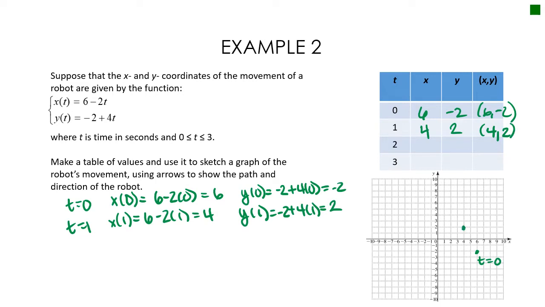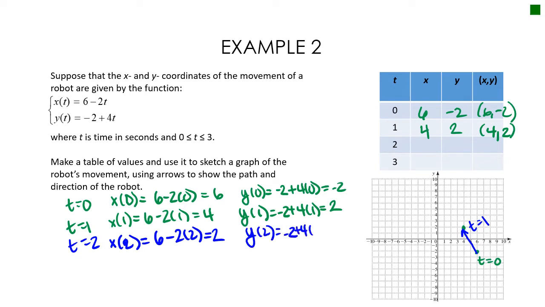What we're going to do is draw an arrow showing it went from t equals 0 to t equals 1. Now we'll do the next one, t equals 2. x of 2 is 6 minus 2 times 2, which is 2. y of 2 is negative 2 plus 4 times 2, which is 6. So (2, 6) is right here. We'll draw that with an arrow and label that t equals 2.